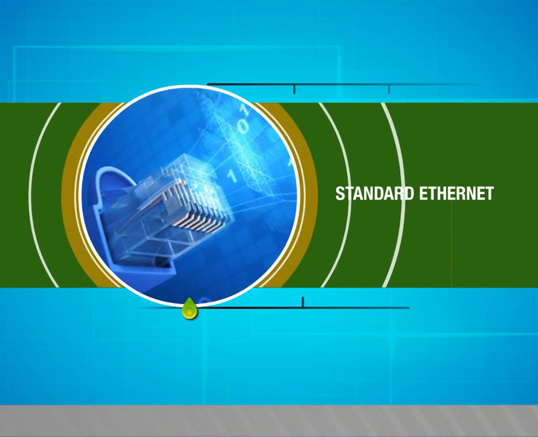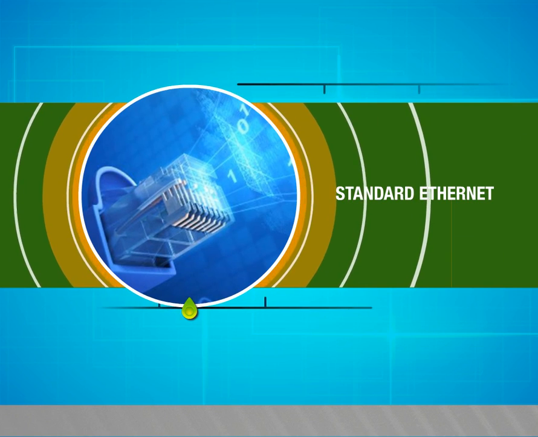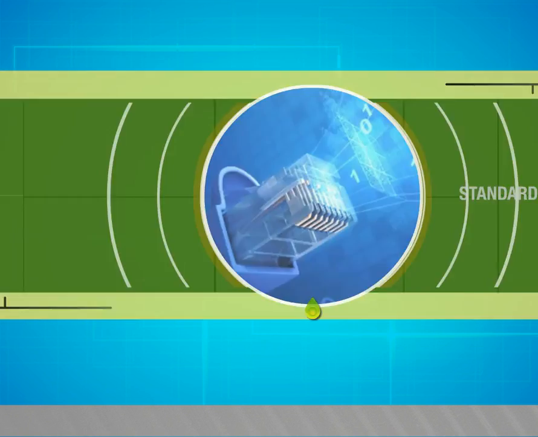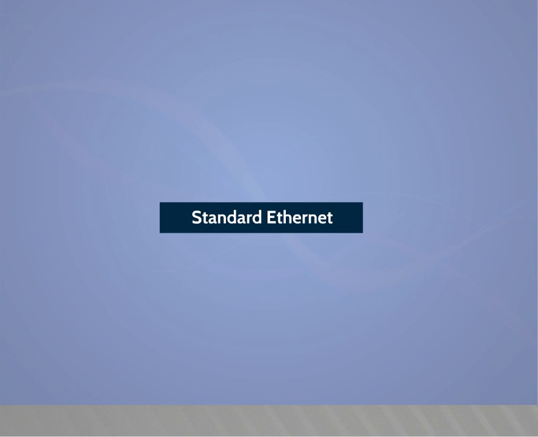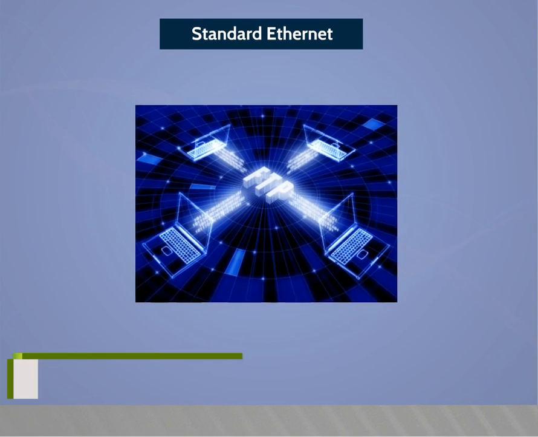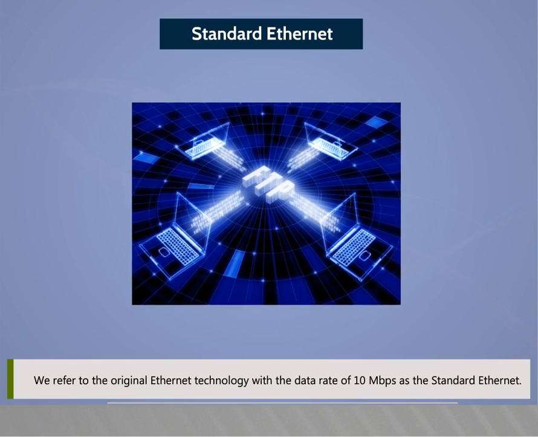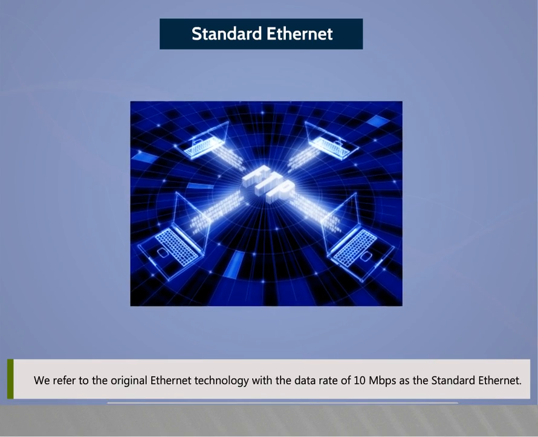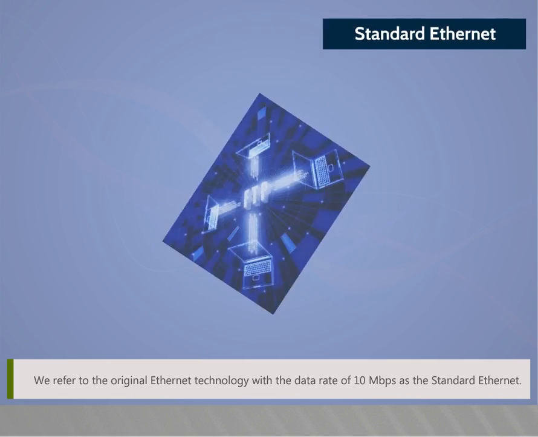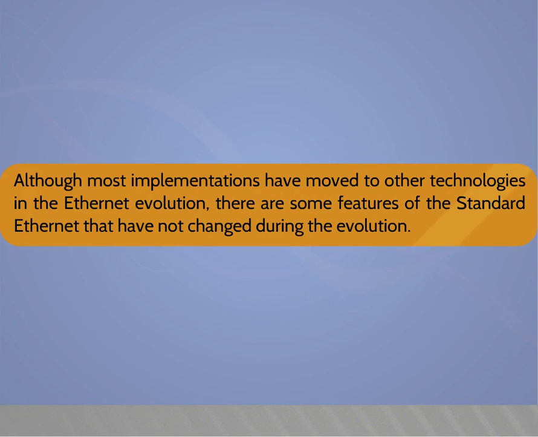Standard Ethernet. In this video, we are going to see about Standard Ethernet. We refer to the original Ethernet technology with a data rate of 10 Mbps as a Standard Ethernet. Although most implementations have moved to other technologies in the Ethernet evolution, there are some features of the Standard Ethernet that have not changed during the evolution.